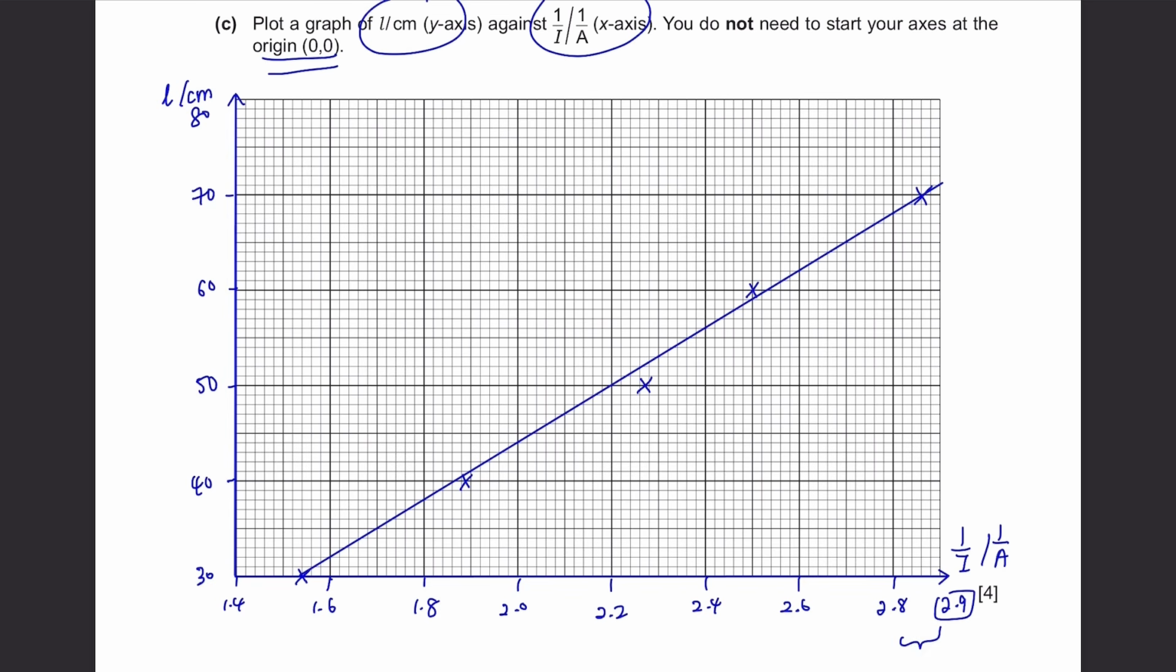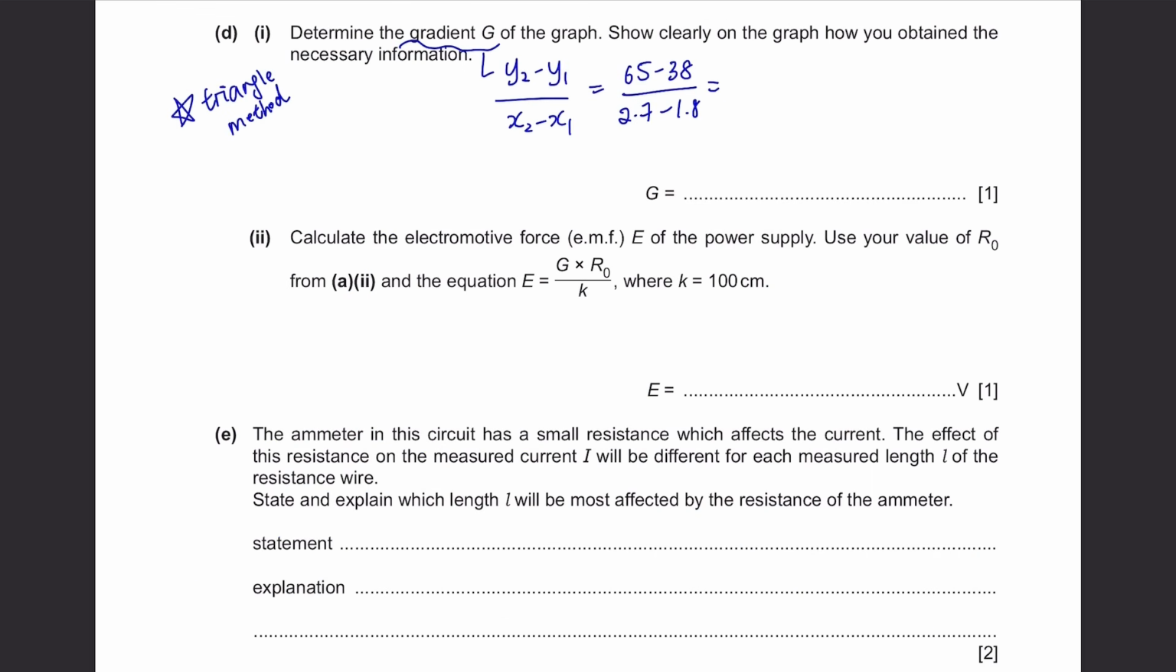Well, for me, I'll be choosing these 2 points. Okay, after choosing your points, just draw a triangle. Then find the difference between the y coordinates and divide it by the difference between the x coordinates. I got exactly 30 as my answer, and this depends on your graph and your calculations.